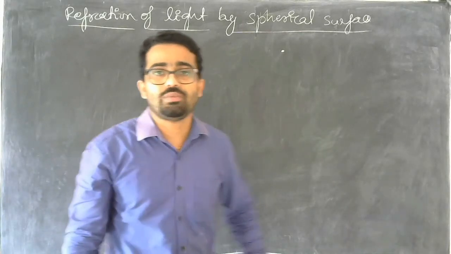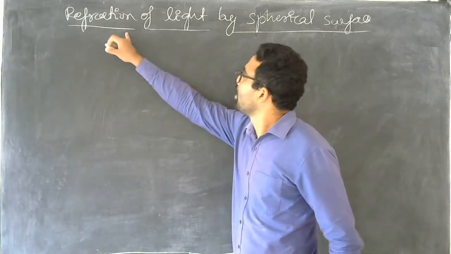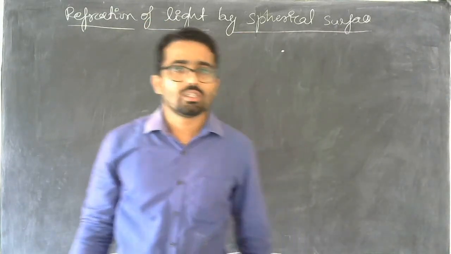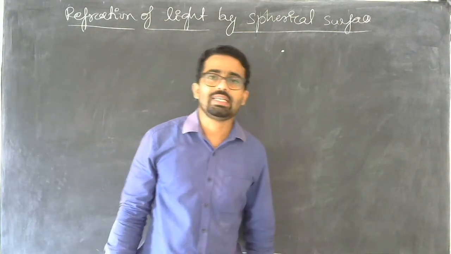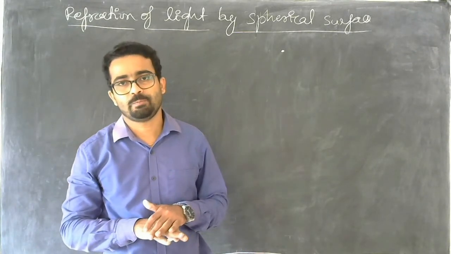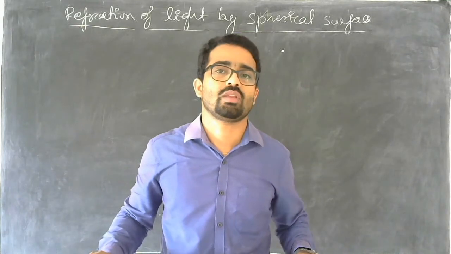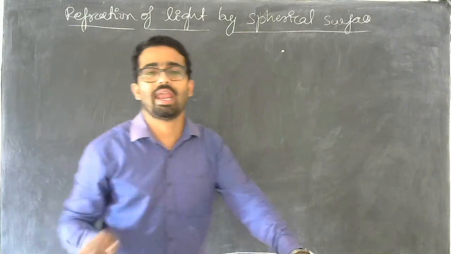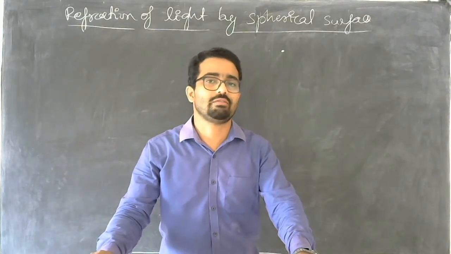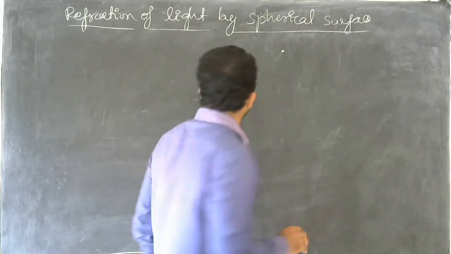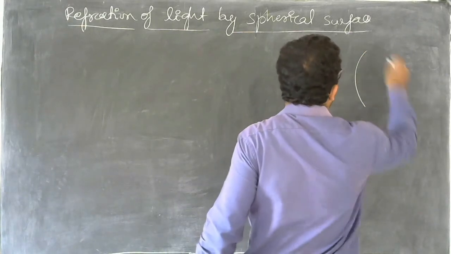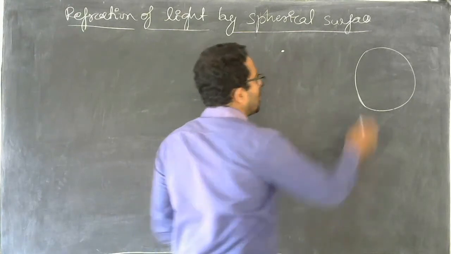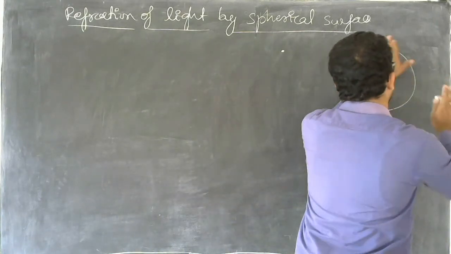So next concept to be discussed is refraction of light by the spherical surface. So till here we discussed refraction of light using plane surfaces. But now we are going to discuss refraction of light with the help of spherical surfaces. So spherical surfaces will look like this. If you consider a sphere, and if you take a part of the sphere, it will look like this.